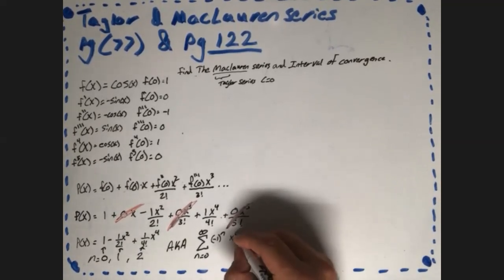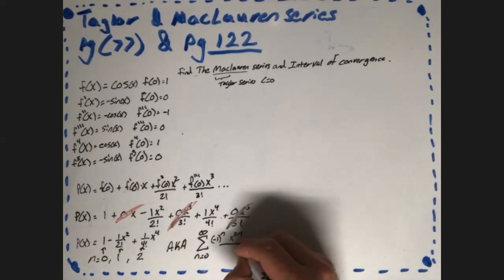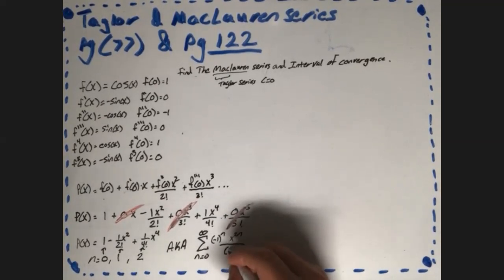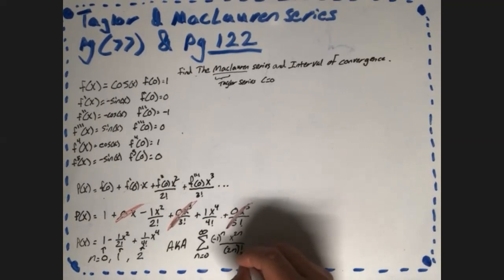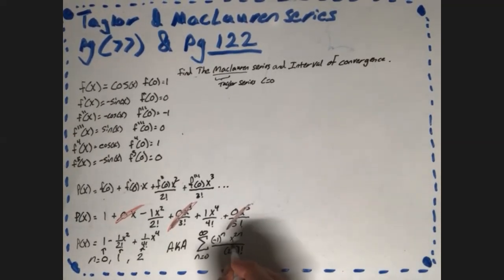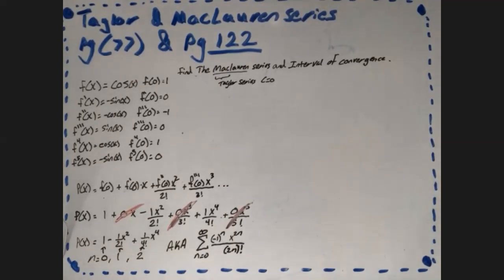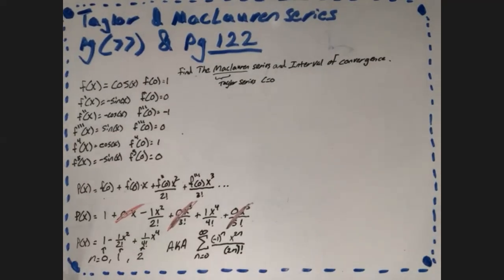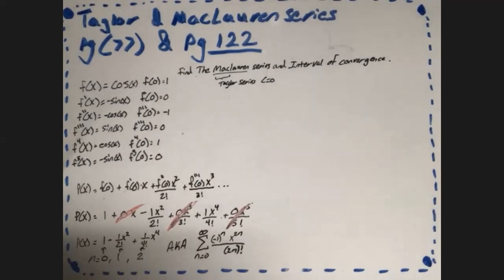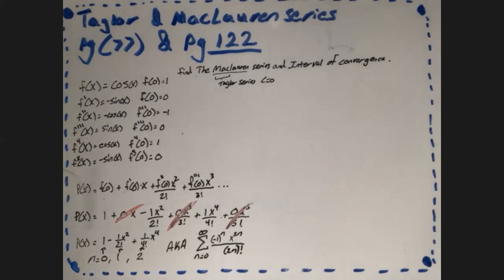My pattern is going to be x to the 2n all over, I'll put this in parentheses, 2n factorial. Okay, so this is going to be my series written in a general notation. This is my general series notation. Oh, sorry, I'm creating a shadow. Trying not to do that. Awesome. Okay, so this is my Maclaurin series expanded here, and then this is the general series notation here.